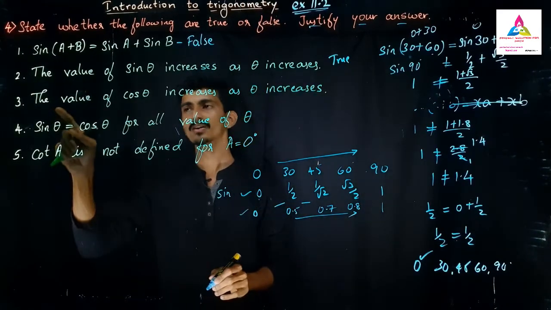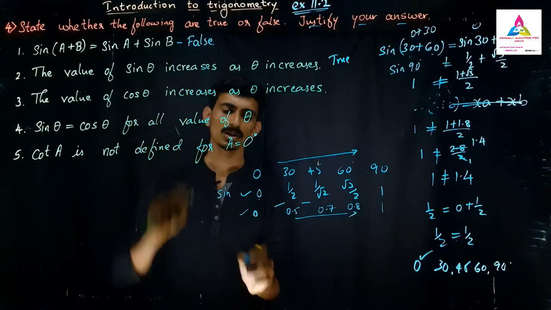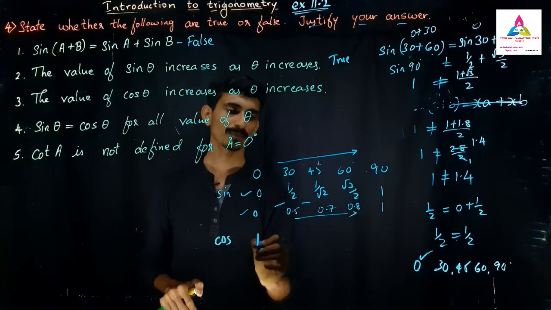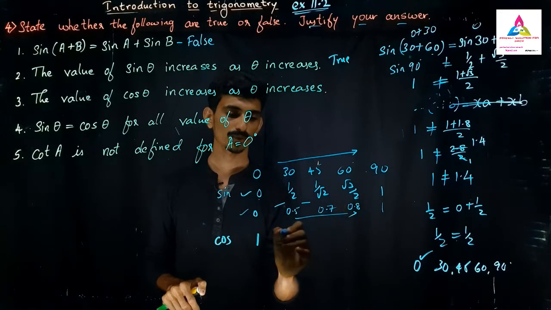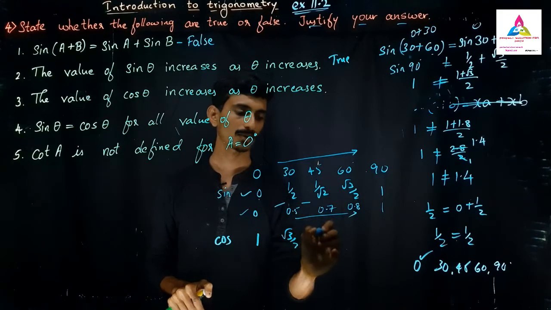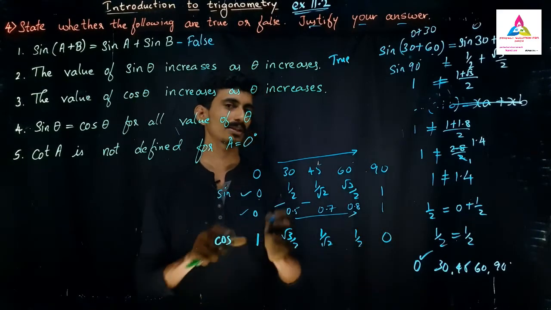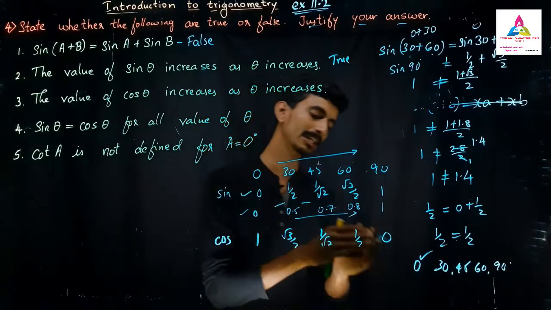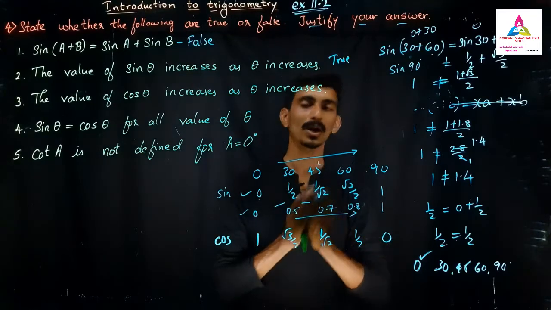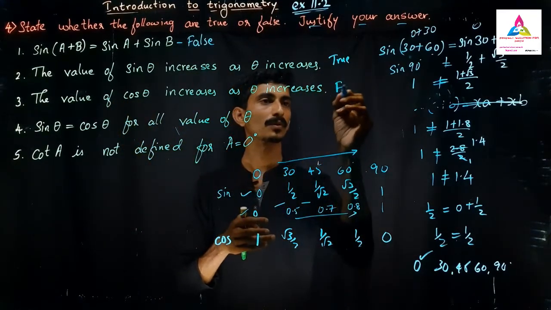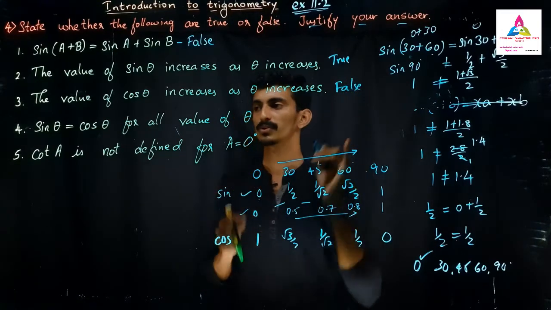Then we have cos, coming to the same thing. Cos, no, it is not true, because cos 0 degree is 1. Next it will come root 3 by 2, then the reciprocal, 1 by root 2, then you have half, and lastly 0. Obviously, from 1 it is decreasing to 0. So what we have taken here is increasing, but for cos it is false. So the third one is false.